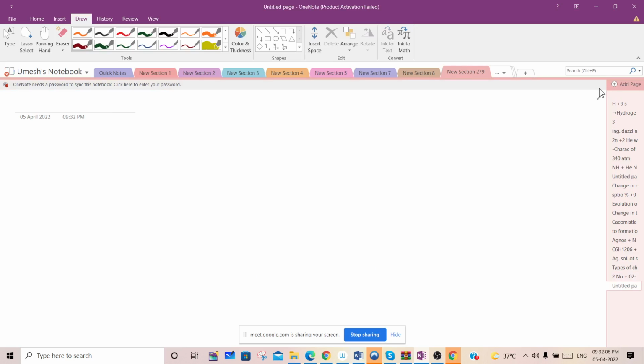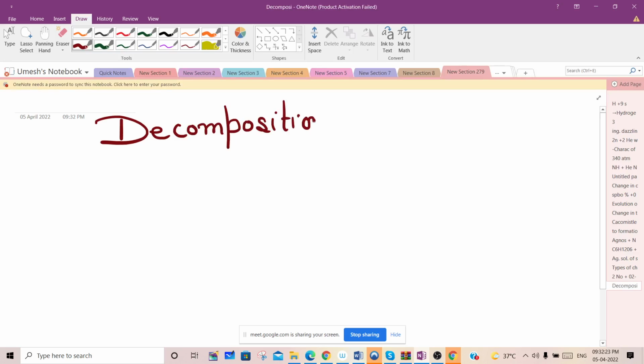Such type of reactions are called combination reactions. And now the second type, write down decomposition reaction. The reaction in which a single reactant breaks down into two or more products is called a decomposition reaction.